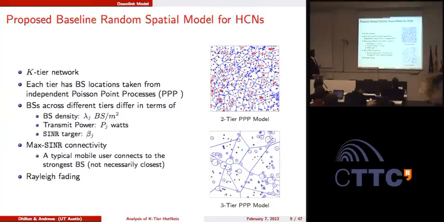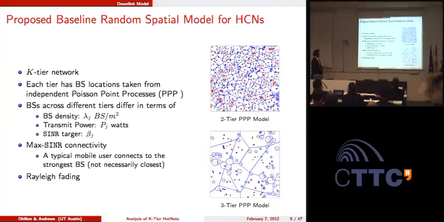So this is what we propose, a proposed baseline random spatial model. To be really general, we consider k types of base stations. So you have k different types of base stations here. In this case, we have 2 different types, such as macro or femto. In this case, you have 3 types, say macro, femto, or pico. So this model is a general one.